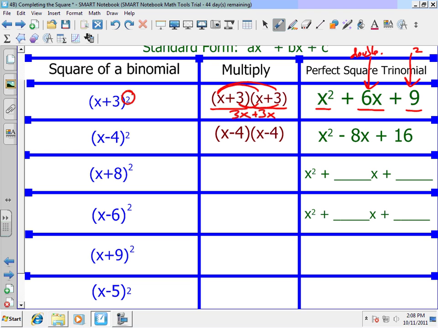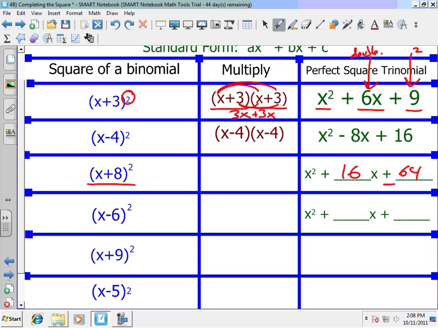So looking at the next one, x minus 4 quantity squared, well, you double the 4 to get negative 8, and then you square the negative 4, and you get positive 16. So let's go ahead and just fill in these next couple ones. X plus 8, I'm looking here right now, is simply going to take the 8, double it, and you get 16x, and then you square it, and you get 64. And that's exactly what we have. Notice this last term here is always going to be positive.